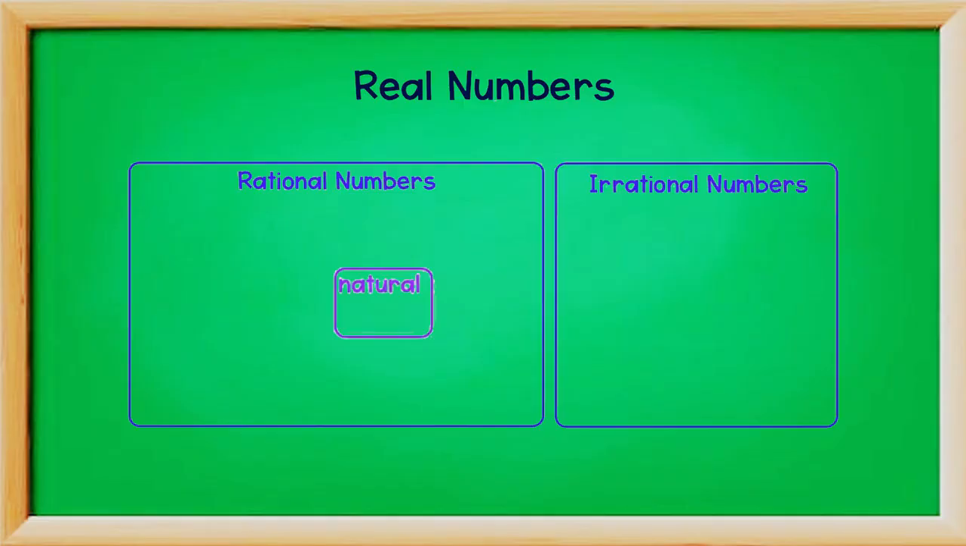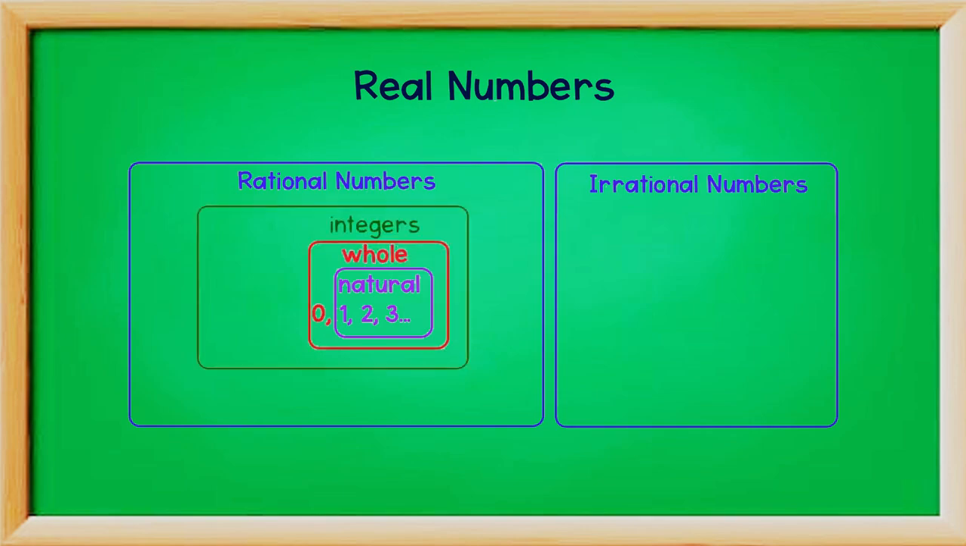Included are our natural numbers, such as 1, 2, 3, and so on, whole numbers, which include the natural numbers and 0. Then there are integers, which include whole numbers and their negative counterparts. Lastly, there are other numbers that can be written as fractions, such as 1/2, 4 and 125,000%, and the square root of 9.